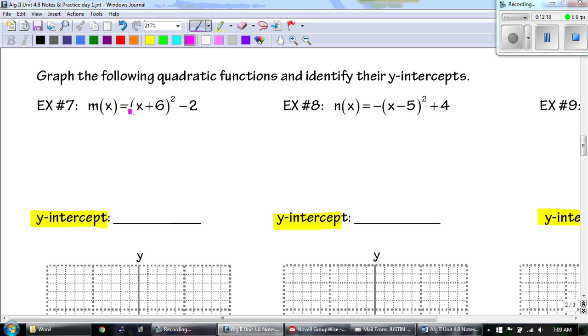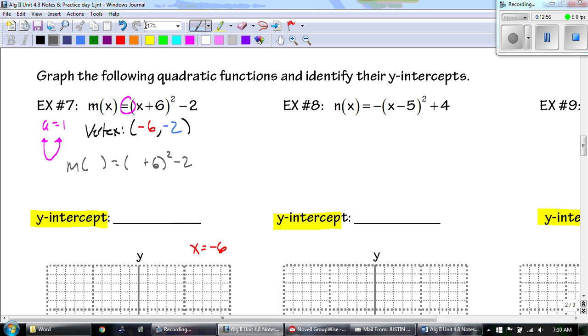So, as we're graphing, we look out front. A is a +1, which means we're going up. We need the vertex. So the vertex is the opposite of 6, which is -6, and then -2. My axis of symmetry is x equals -6. But now I need to know my y-intercept. So my y-intercept is when I plug in 0 for x, okay? So here we go, we plug in 0.